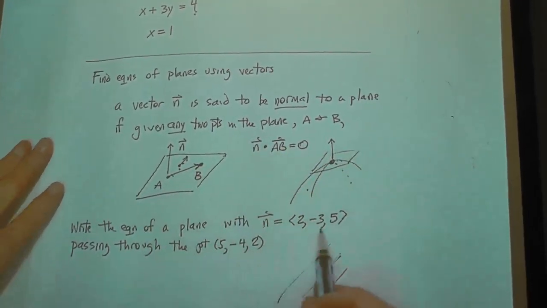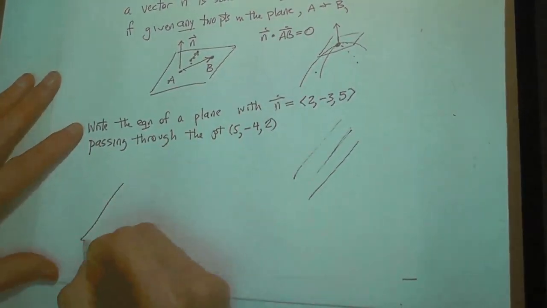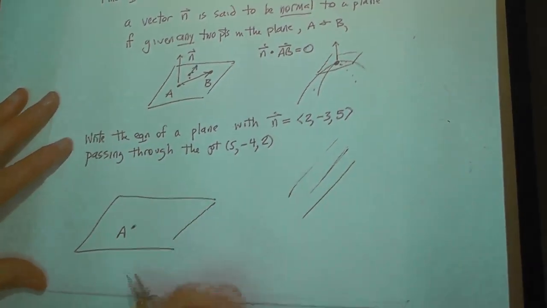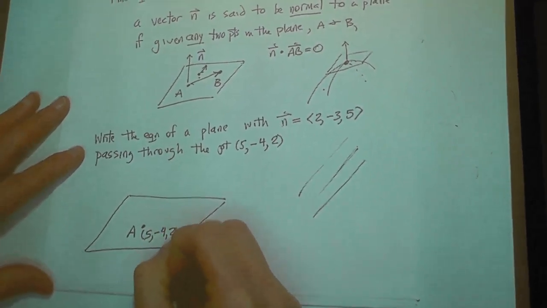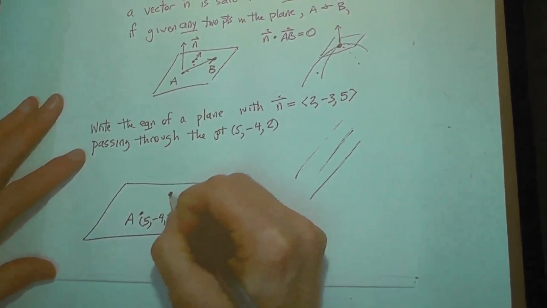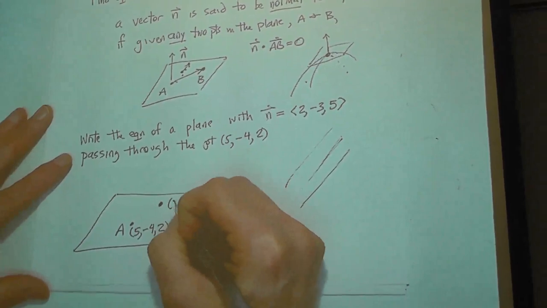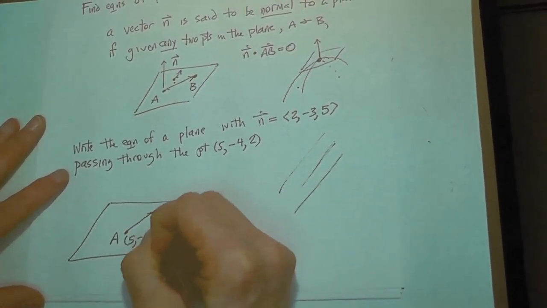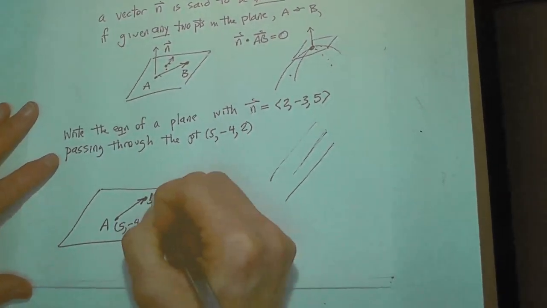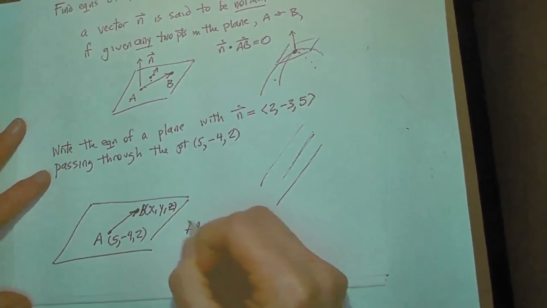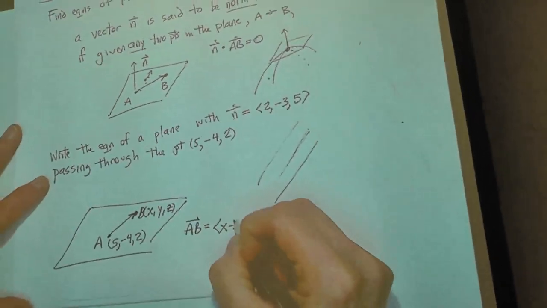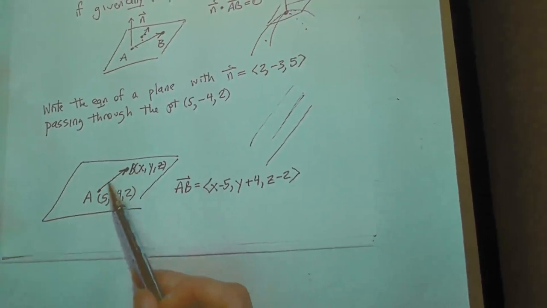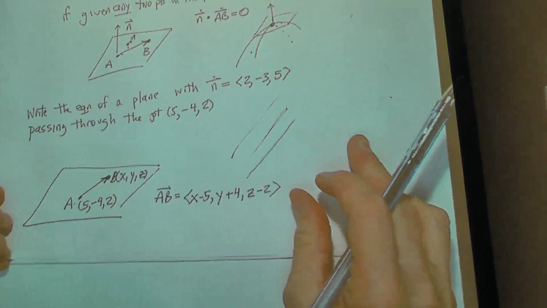So, if I play off of this, what I'm going to observe is here is the point A, the coordinates of A are 5, negative 4, 2. This is going to be a random point in this plane. I'll call it x, y, z. Just a random point in the plane, and this vector right here, well, if I call that random point B, that vector AB would be x minus 5, y plus 4, z minus 2. So, end point minus beginning point. You could go the other direction and you would be perfectly okay.